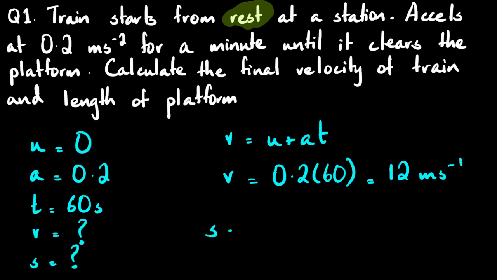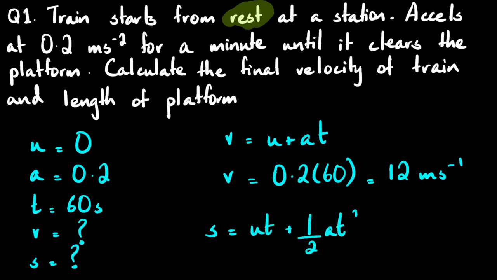And to find the distance, basically the length of the platform, if you think about it, you have u, a, t and v, and you need to find s. So then, because you only have 5 variables and you found 4 of them, then you can use any equation of motion you want. You could also use s equals ut plus half at square, or you can also use v square equals u square plus 2as. Both would give you the same answer.